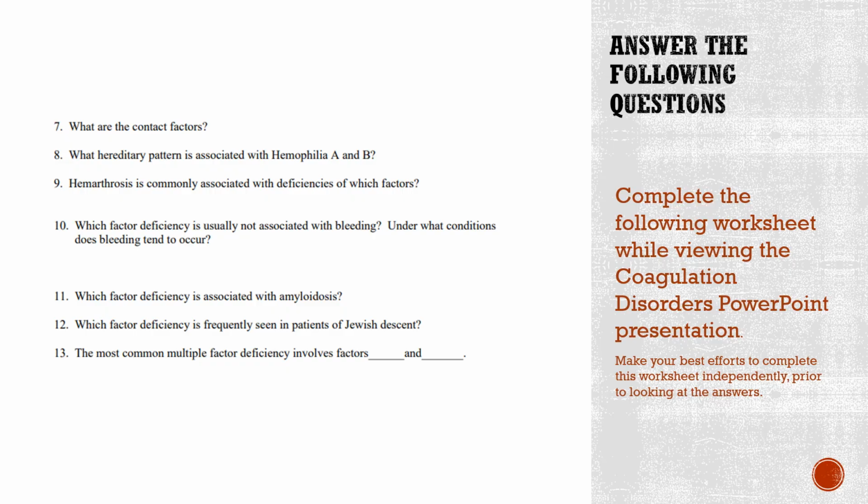Moving on, answer the following questions. Number 7, what are the contact factors? What hereditary pattern is associated with hemophilia A and B? Hemarthrosis is commonly associated with deficiencies in which factors? Which factor deficiency is usually not associated with bleeding, and under what conditions does bleeding tend to occur? Which factor deficiency is associated with amyloidosis? Which factor deficiency is frequently seen in patients of Jewish descent? And the most common multiple factor deficiency involves blank and blank. Okay, do your best to answer those questions. I will see you on the next slide. Happy hunting.